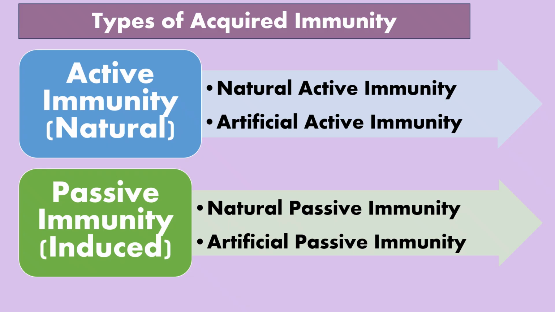Types of acquired immunity. There are two types of acquired immunity. One is active immunity or natural immunity, and the other one is passive immunity or induced immunity. Again, active immunity is classified into two: natural active immunity and artificial active immunity. Passive immunity is also classified into two: natural passive immunity and artificial passive immunity.